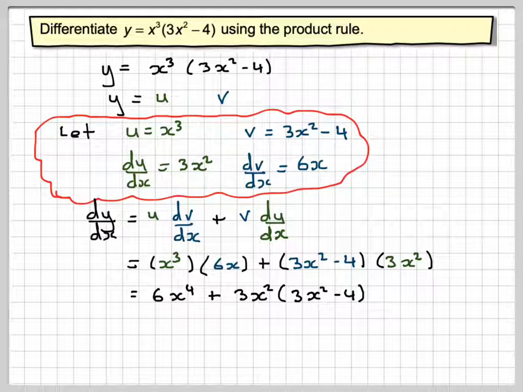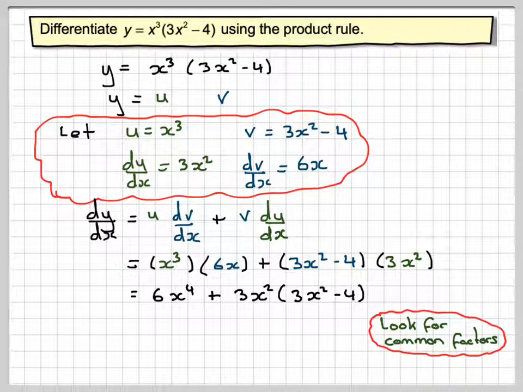Right, the next step is to look for common factors. And this is a bit that students find difficult. So you need to look for the highest common factor. So if we look at 6x to the 4 and 3x squared, we can see there is a common factor of 3x squared. So we'll take that out.